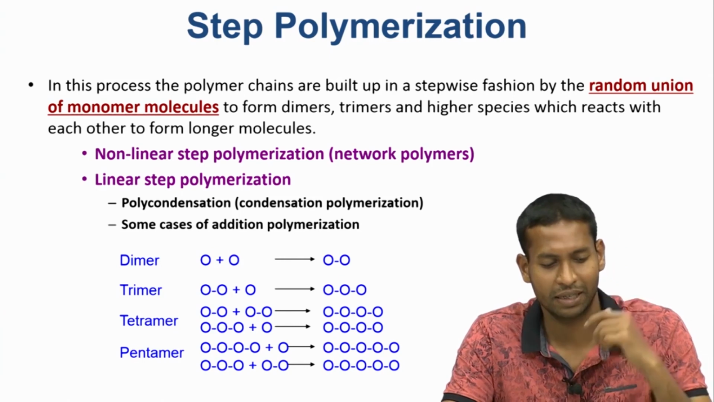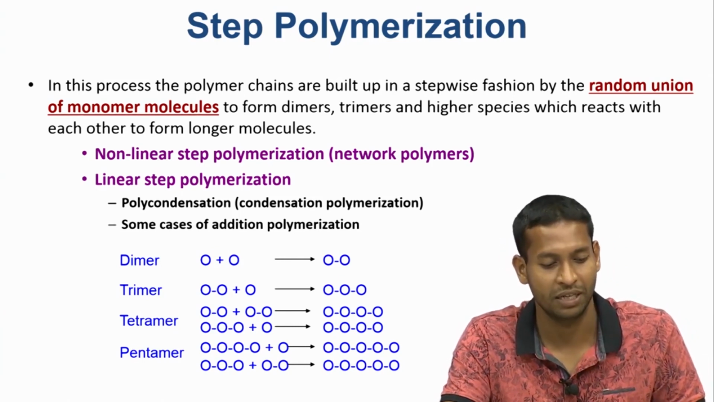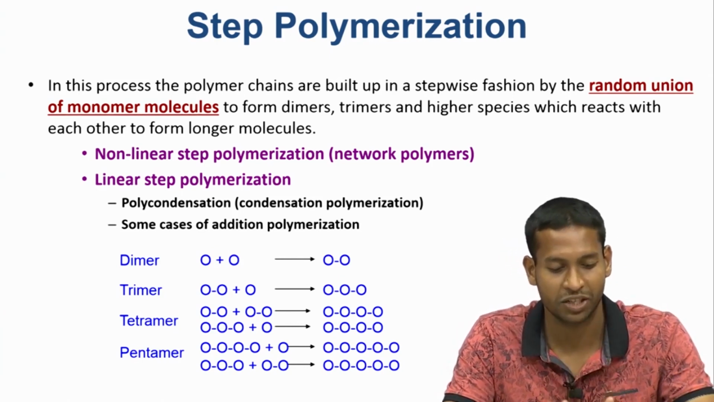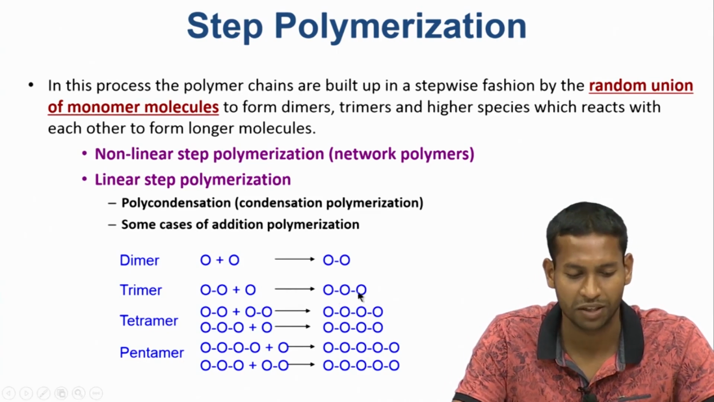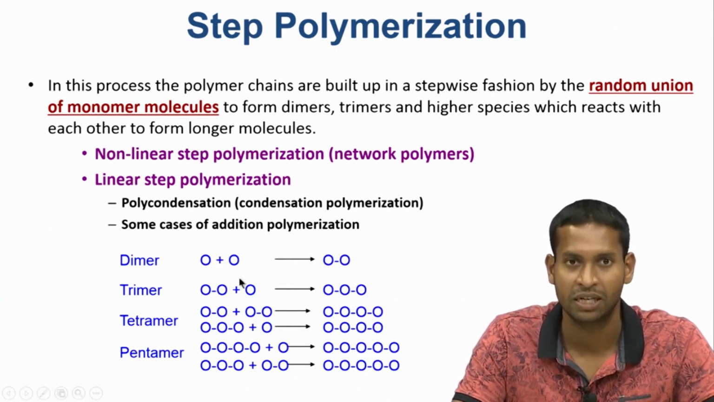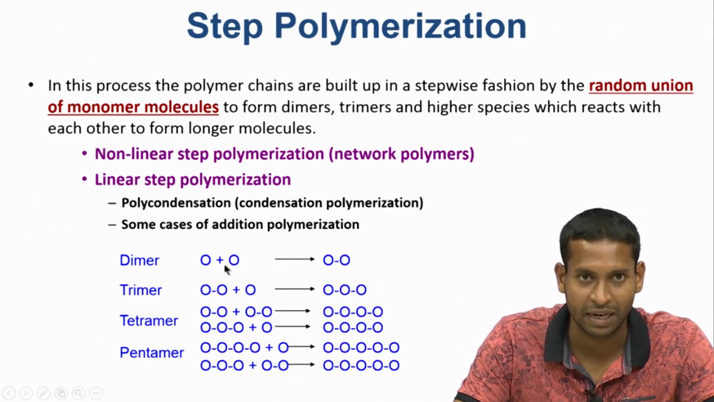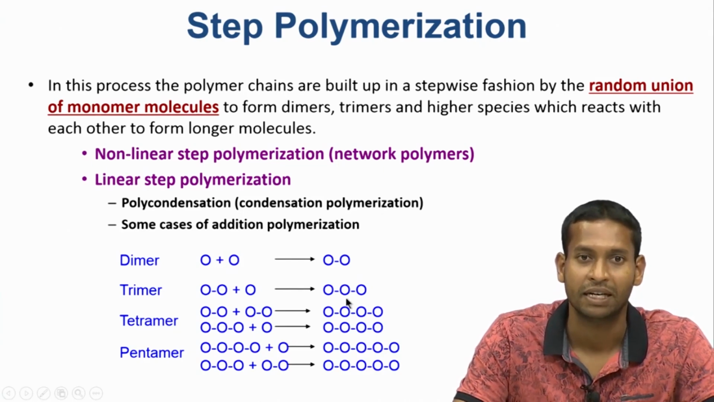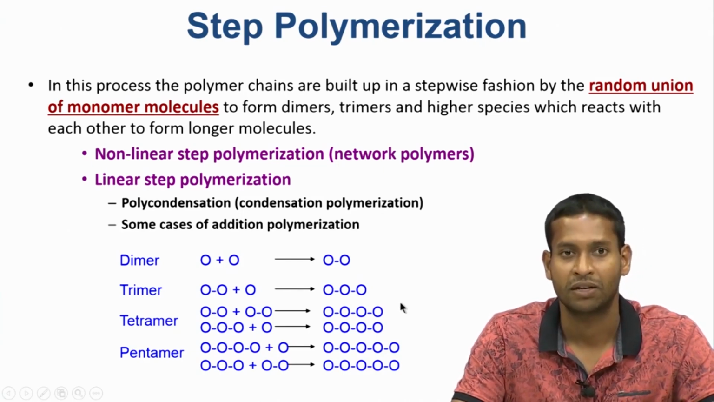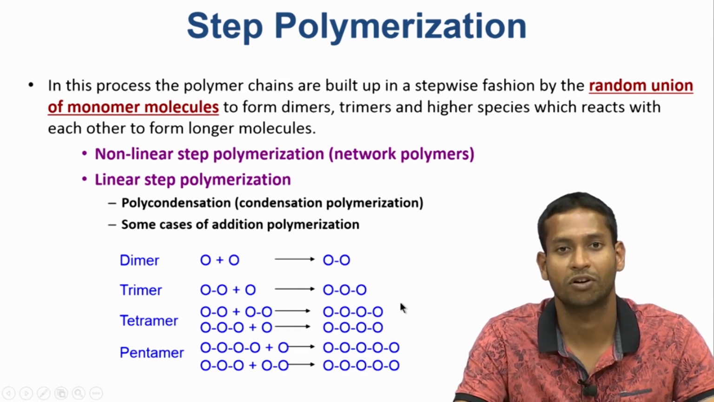You can get a linear polymerization. This could include both polycondensation or addition polymerization, or this could be non-linear, in which, instead of combining linearly, they might combine in multiple places, essentially creating a network.